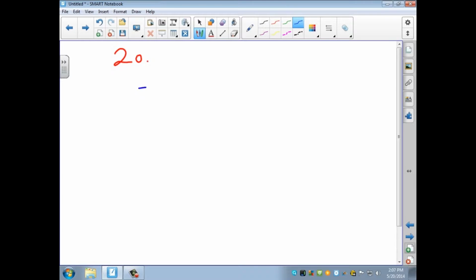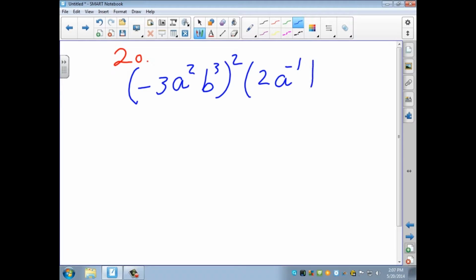It is minus 3a squared b to the 3rd, the whole thing to the 2nd power, times 2a to the minus 1, b to the minus 2, the whole thing to the minus 1 power. Okay. Understanding the properties of exponents, I will continue here.